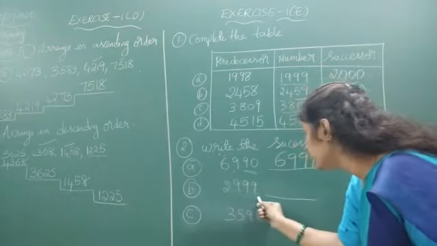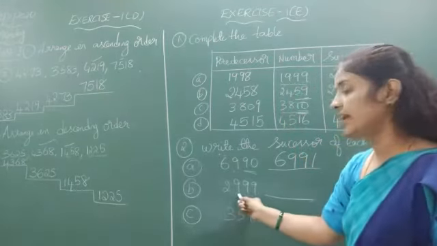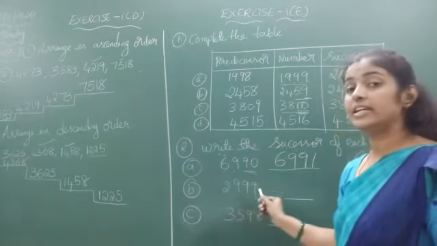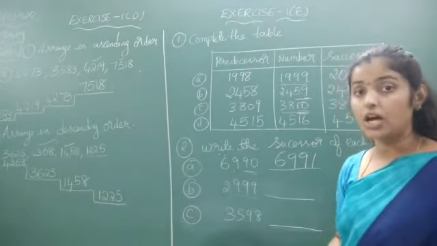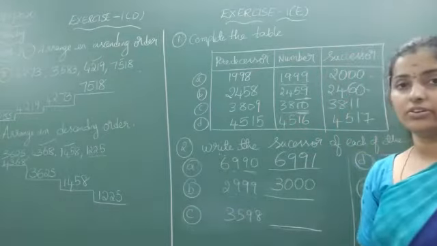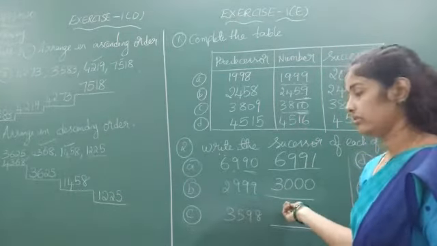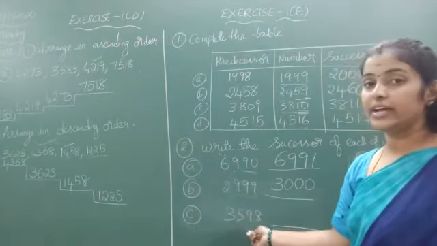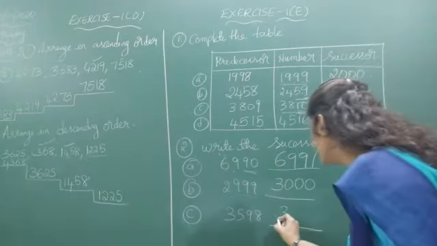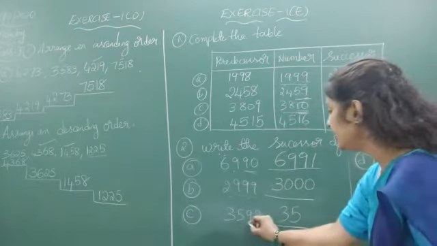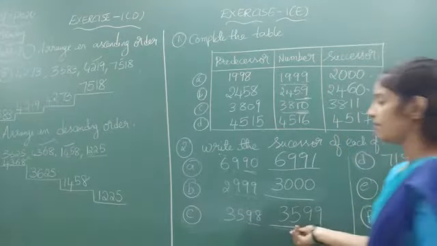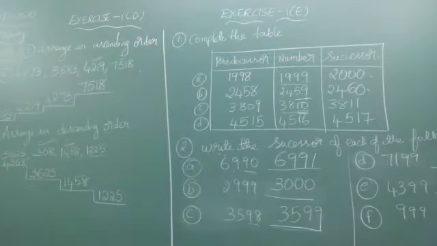2,999. Here, you can see your hundreds place is also going to change. 2,999. What is the complete number? Yes? 2,999. If you add one further, what will you get? That is 3,000. Right? So this is the octet number. Next one. 3,598. So what is the successor of this number? 3,598, is it? So what will you get? 99. Yes? So this is about finding the successor of the given number.